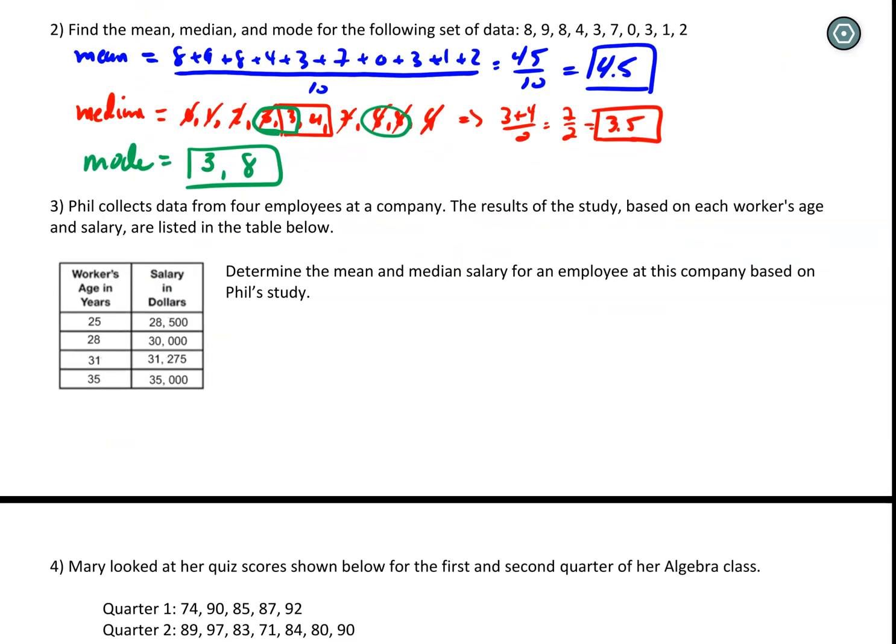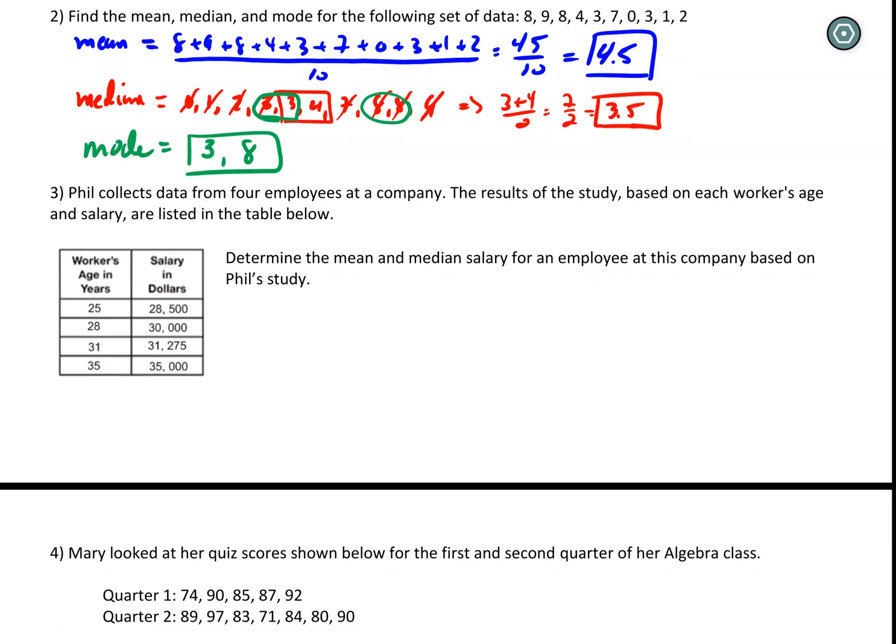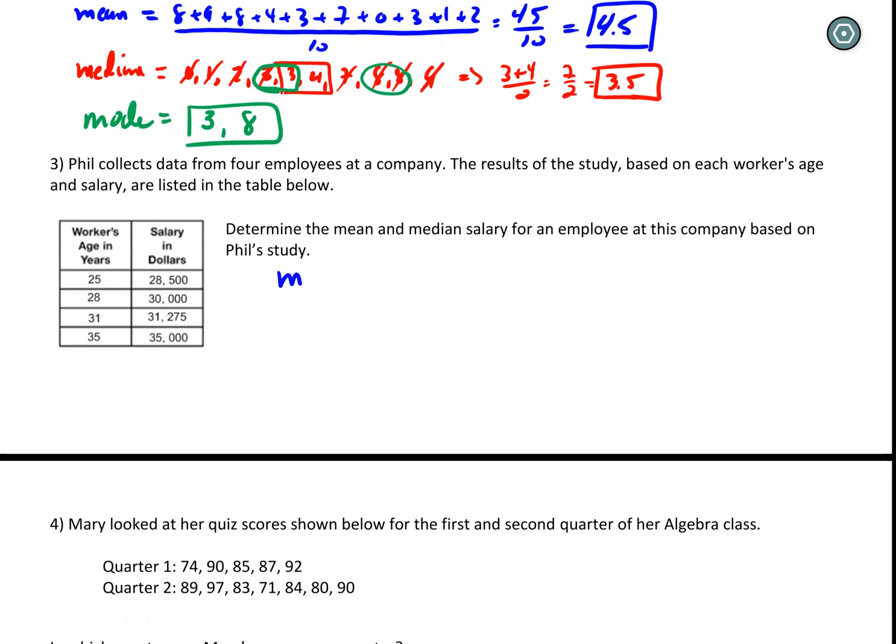We've got a collection of data from 4 employees at a company. The results of the study, based on each worker's age and salary, are listed below. Determine the mean and median salary for the employees here. So they're doing a comparison here. We're looking at each one of these things. Let's start off by taking, it doesn't really matter which one, I'm going to do the mean first. So we'll do the mean.